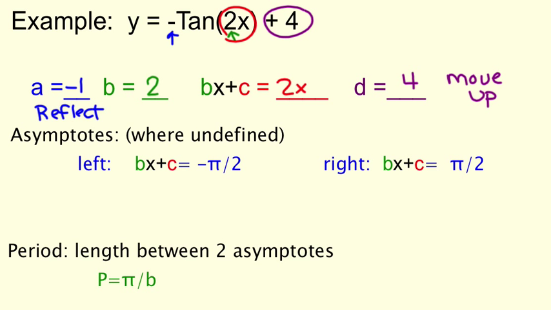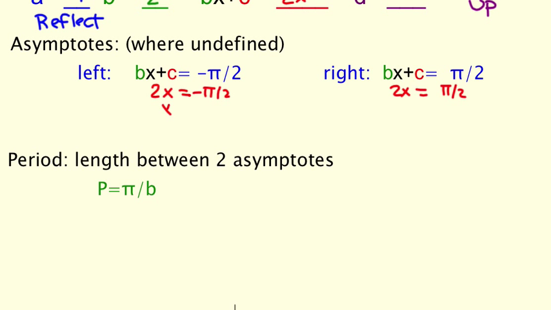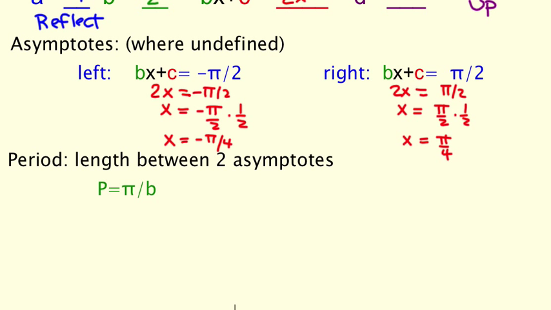The asymptotes, where they're undefined, we're going to set that bx plus c, so 2x, equal to negative pi over 2 and pi over 2. And we're going to solve those equations for x. So I'm going to first divide both sides by 2, which is the same thing as multiplying by 1/2. So we get x equals negative pi over 4. Divide both sides by 2 is the same thing as multiplying by 1/2. So you get x equals pi over 4. So your left and right asymptotes are at negative pi over 4 and pi over 4.